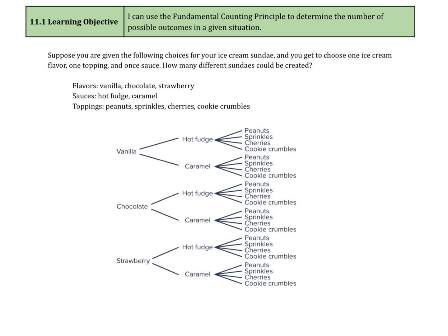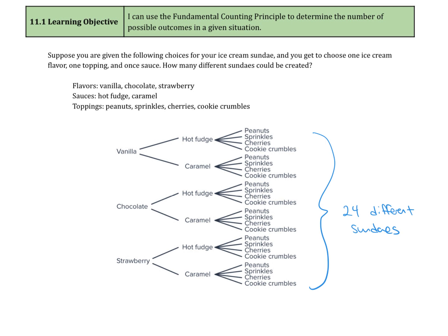I could start with each flavor of ice cream, so I could have vanilla, and then I could have hot fudge, and I could do peanuts, sprinkles, cherries, or cookie crumbles. So that's 4 different sundaes. Or I could do vanilla with caramel and then each of the 4 options of toppings, which is 4 more. I could do chocolate, hot fudge, and then each of the 4 toppings, there's 4 more, and so on. And if we count each of these paths, we find that there are 24 different sundaes.